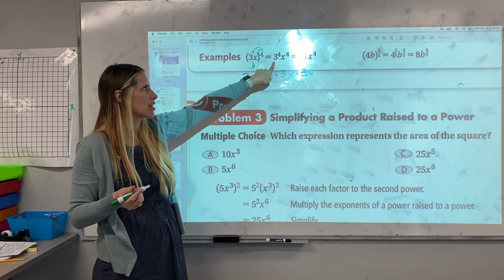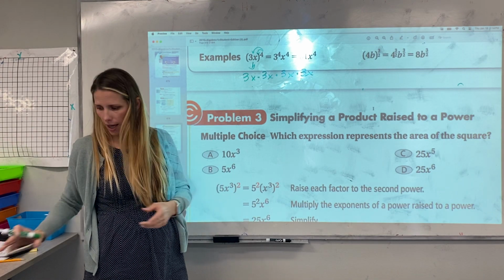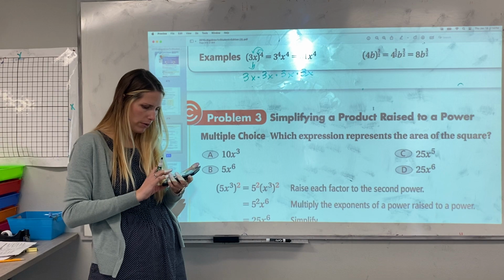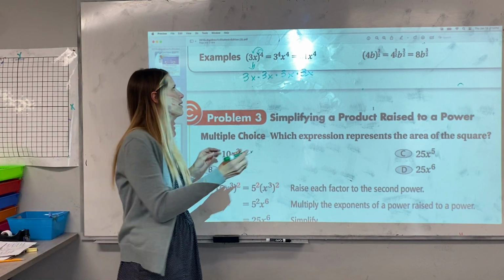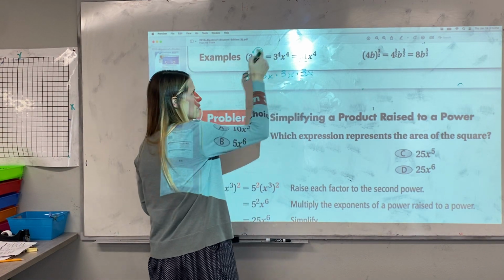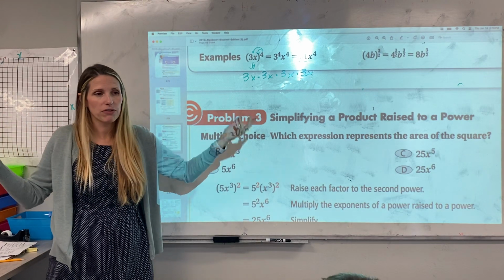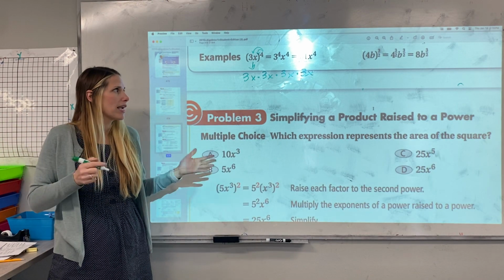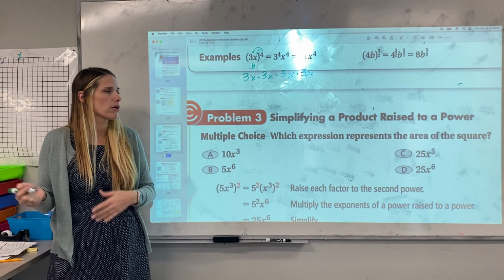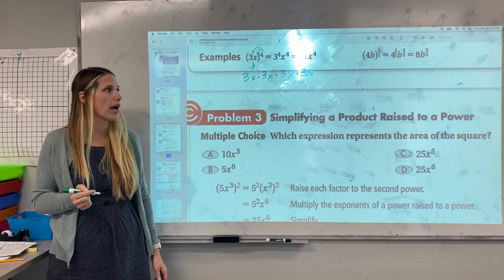So we can simplify the 3 to the 4th power by popping it into our calculator. 3 to the power of 4 is 81. And then x to the power of 4 is x to the power of 4. It's as simple as you can get. So 81 times x to the power of 4.